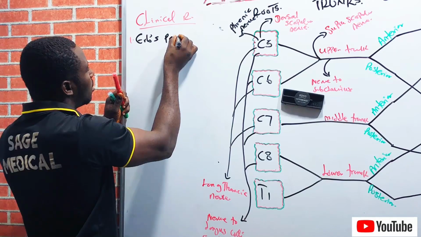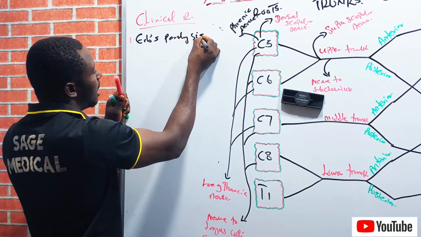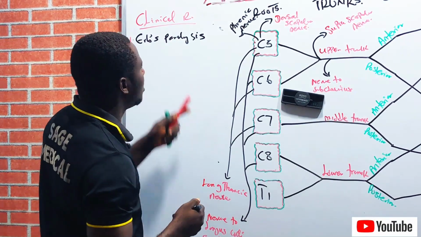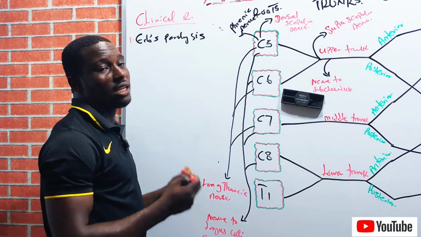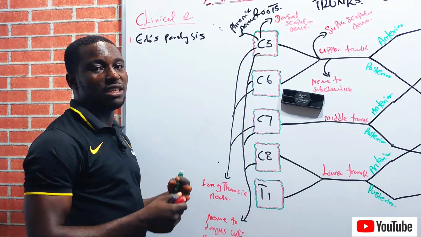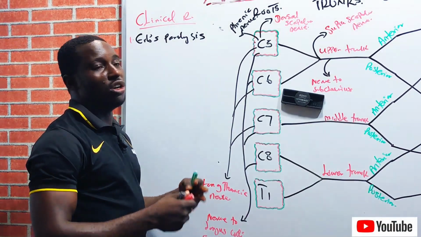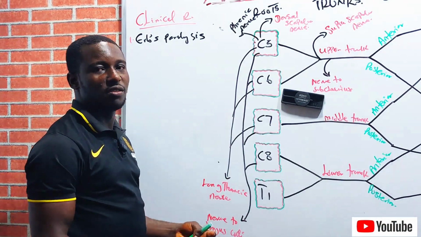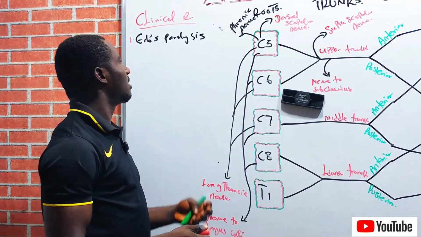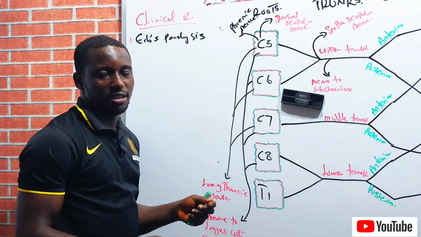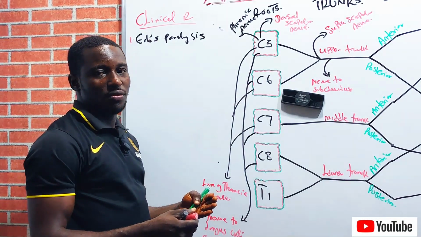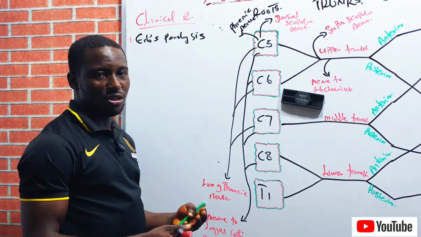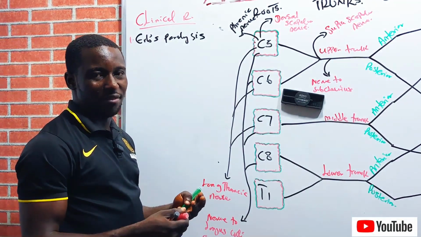Clinical relevance. Number one is Erb's paralysis, which can be called Erb's palsy. Erb's paralysis occurs as a result of damage to or lesion of the upper trunk of the brachial plexus where the fifth and sixth nerves meet. You get that, that is what causes Erb's paralysis.